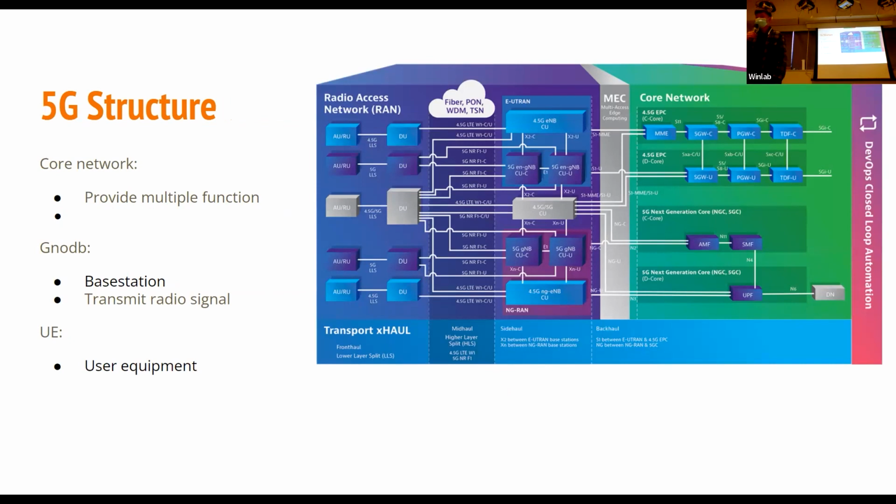And for our project, we implement the 5G structure, which has three main components: the core network, the gNB, and the UE. The core network provides multiple functions like authentication and IP allocation, and so on. And the gNB is the base station. We know it receives and transmits the radio signal. And the UE is the user equipment, which includes our real phone.